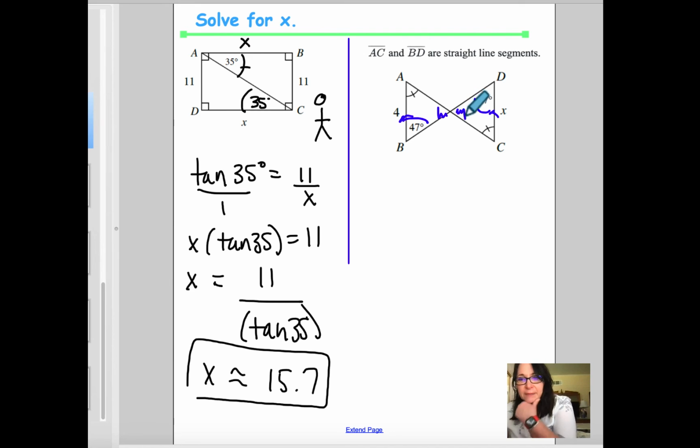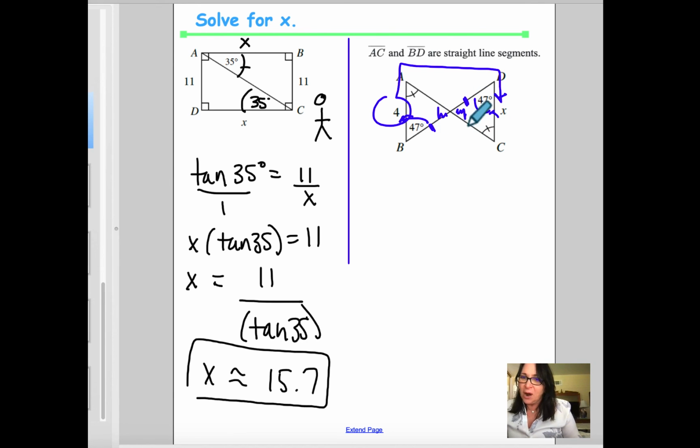Well, that's just angle, angle, angle. And that's not saying that they're congruent. You can't say that two triangles are congruent by angle, angle, angle. I need a side.